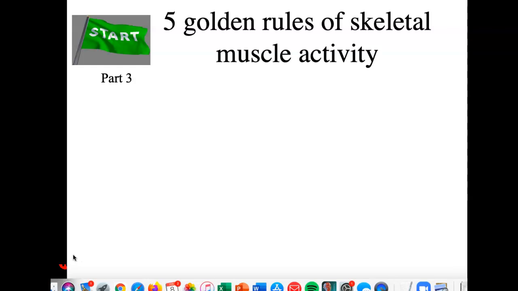I'm going to start out by thinking about the 5 golden rules of skeletal muscle activity. Skeletal, okay? We're thinking of muscle that moves your skeleton.